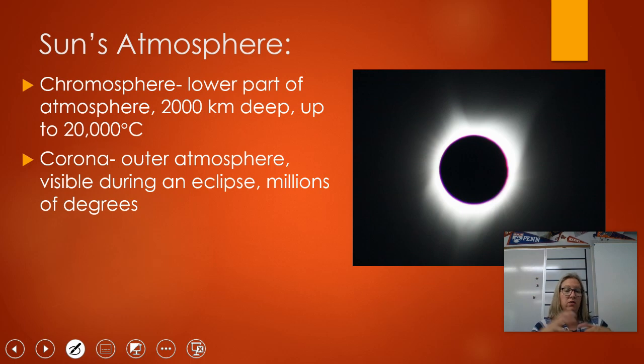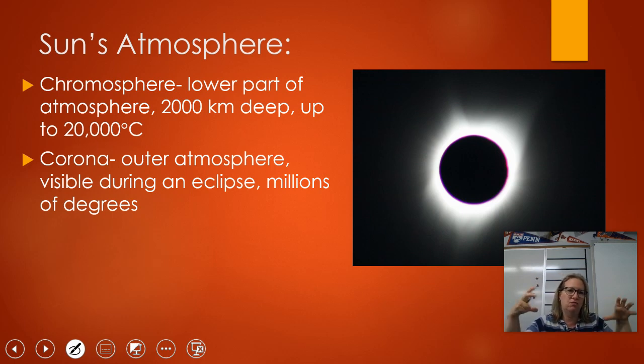All right. Now, there is an atmosphere outside of the sun. It's called the chromosphere. The lower part of the atmosphere goes to about 2,000 kilometers beyond the photosphere, the surface there, okay? It gets up to 20,000 degrees Celsius, okay?